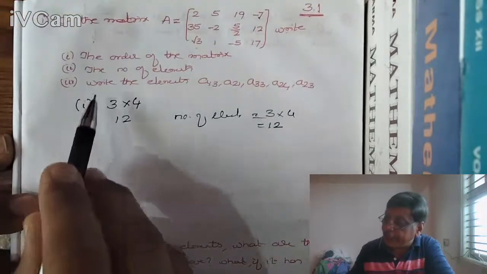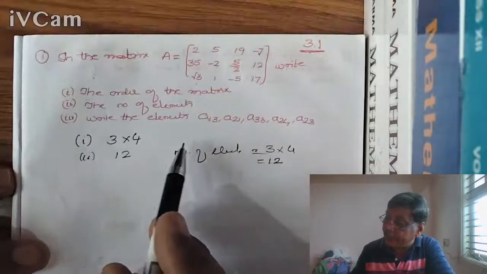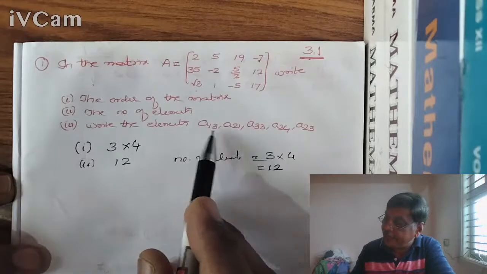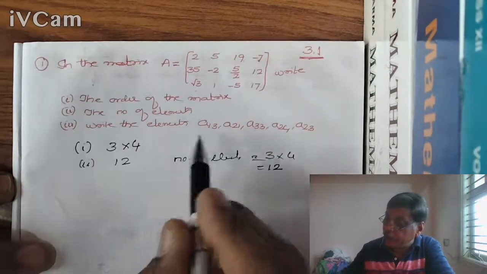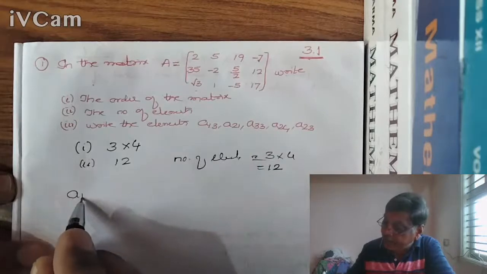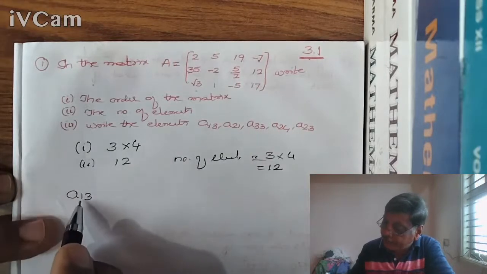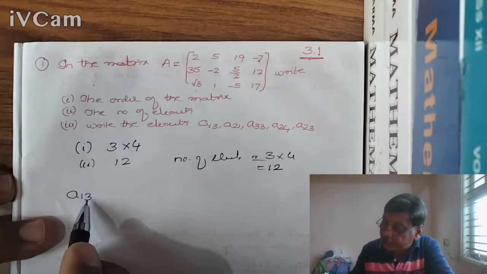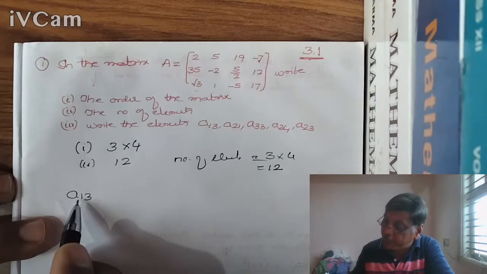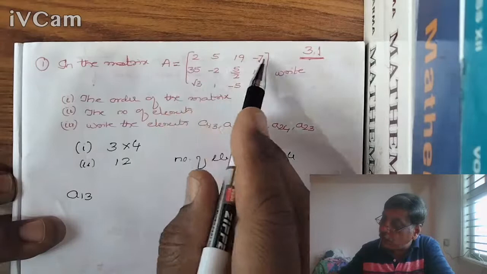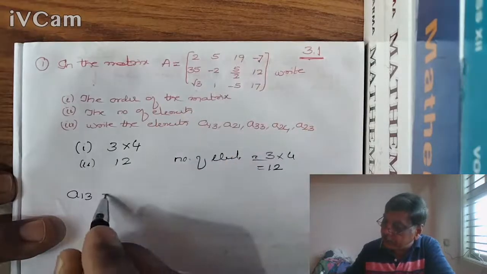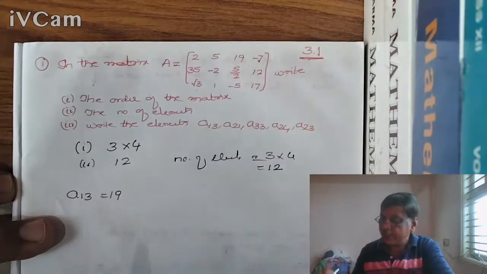Next, write the elements A13, A21, A33, A24, A23. For A13, the first suffix indicates the row and the second suffix indicates the column. So we have to find the element of first row, third column. This is equal to 19. Is it right? Very simple.